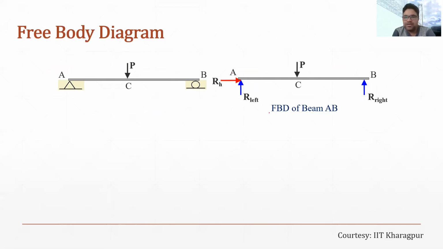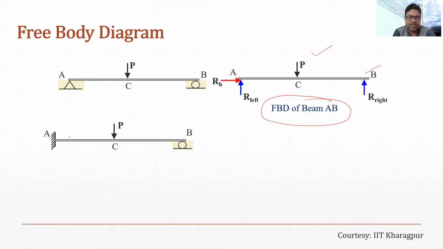So that becomes the free body diagram of beam AB. Okay, so we will write this as free body diagram of beam AB. So this becomes the mathematical model for this beam to analyze. Similarly, we may have another beam which is fixed from one end and is roller supported from the other end.